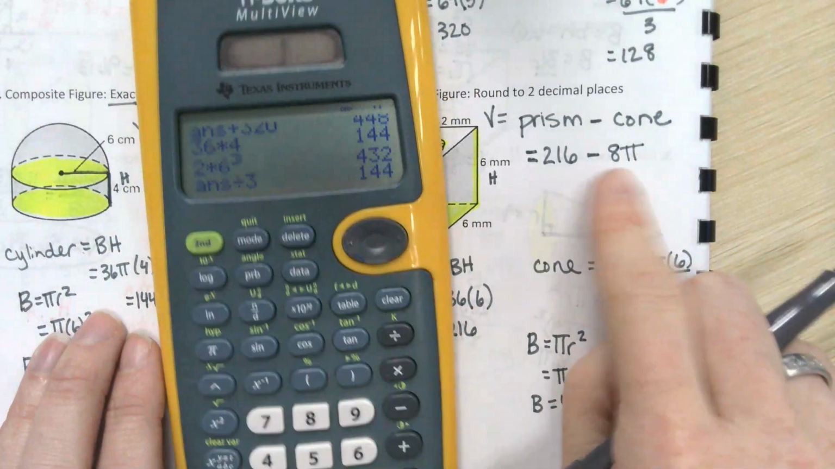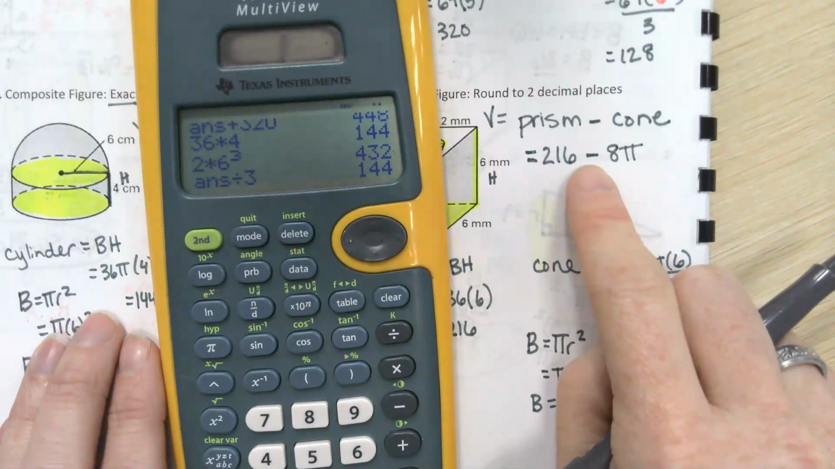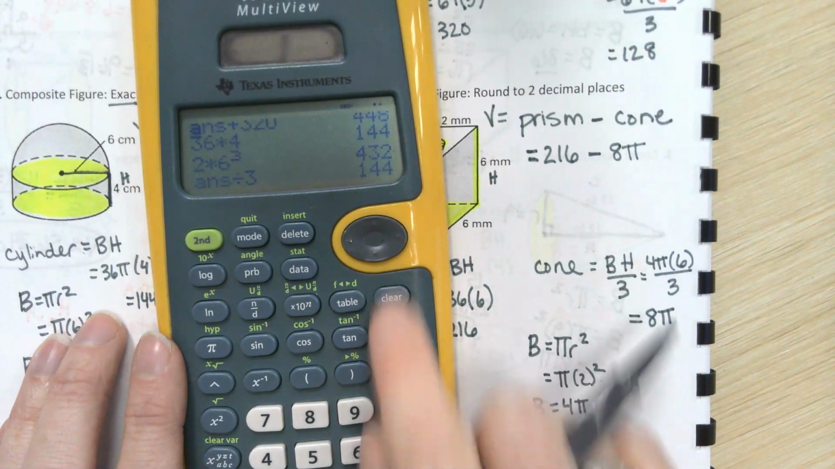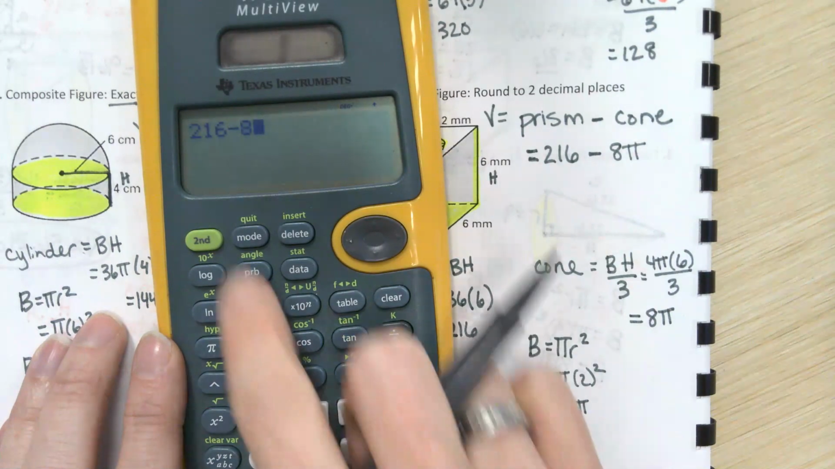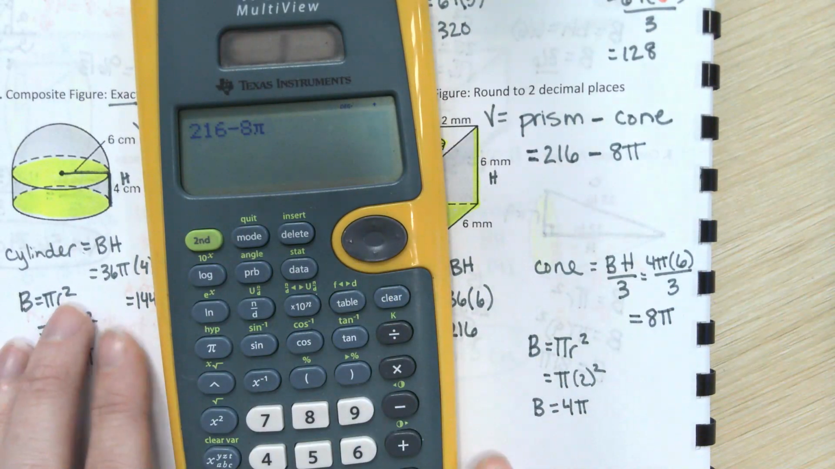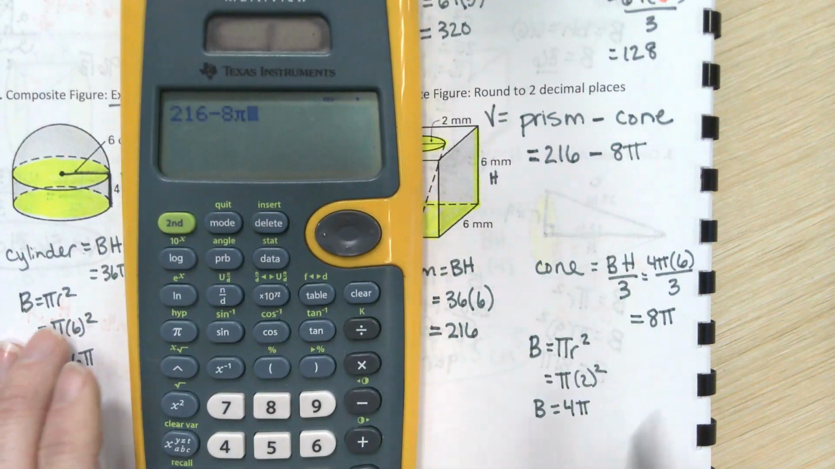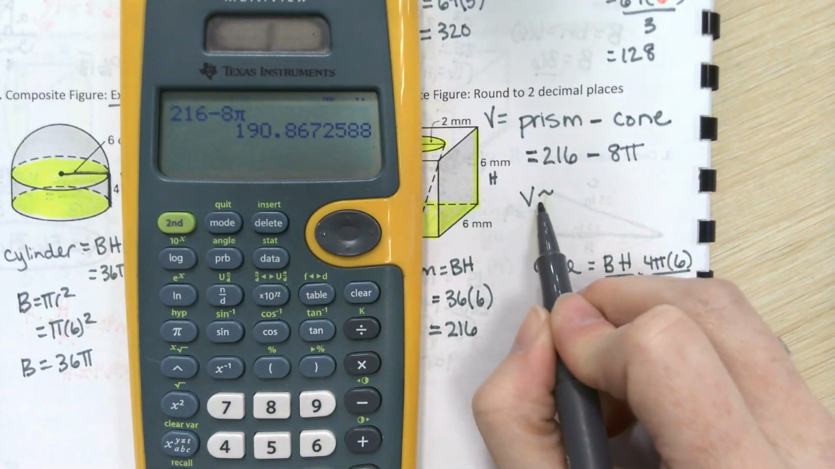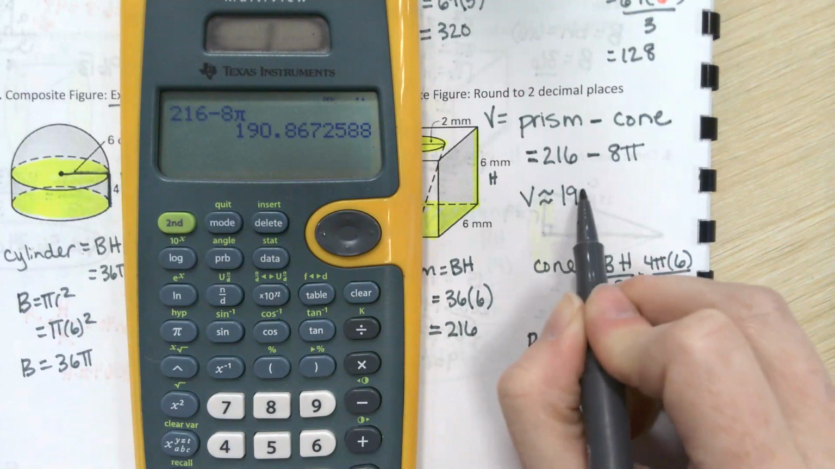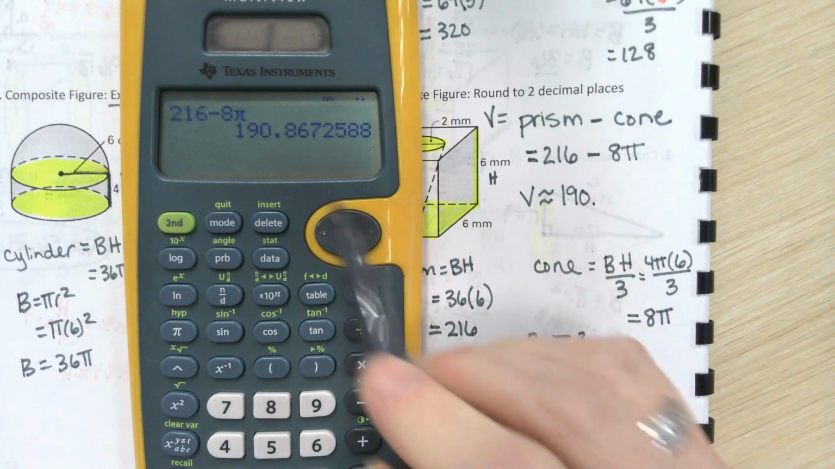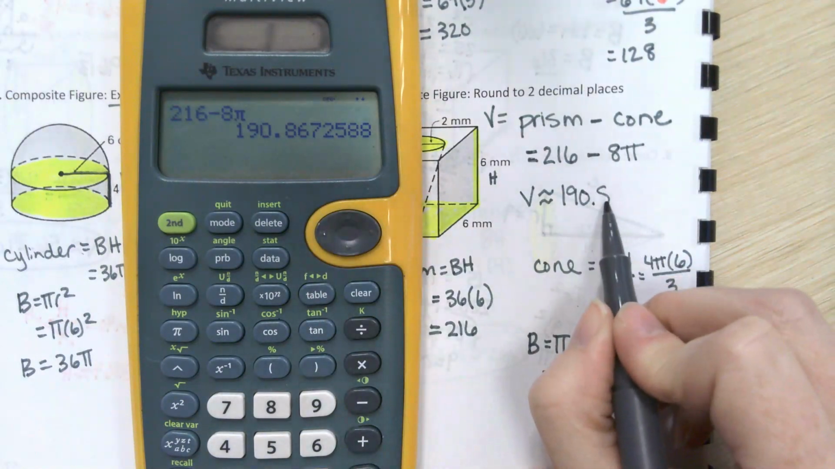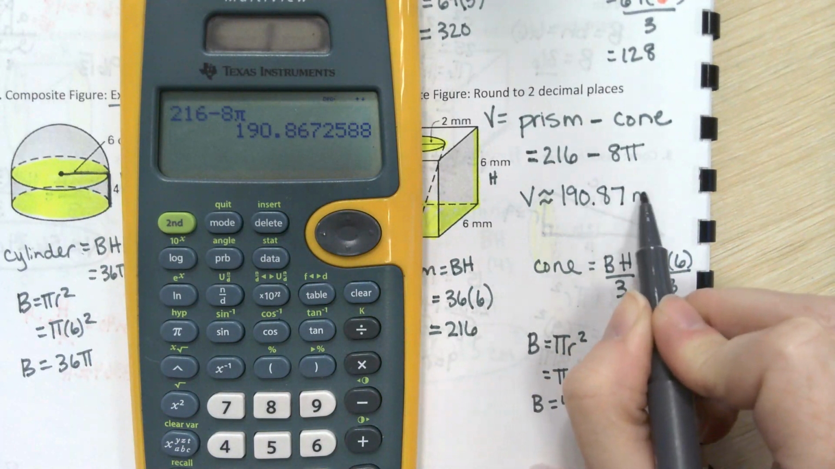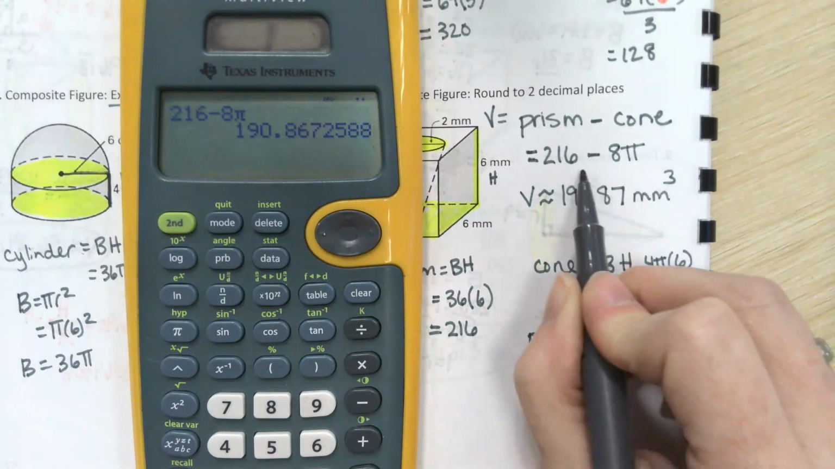Since those are not like terms, I don't want to do 216 minus 8. I want to actually do the whole calculation at once. So 216 minus 8 pi, that will create decimals, but that's okay because our instructions tell us that we are giving a rounded answer for this problem. 190.87 if we're rounding that carefully to 2 decimal places.